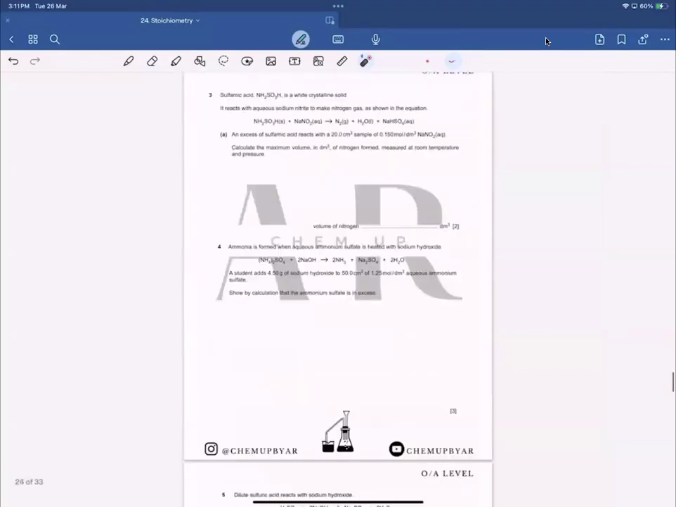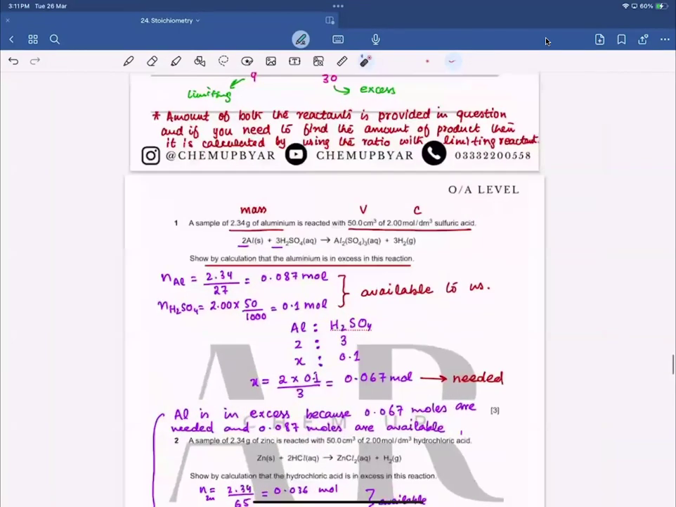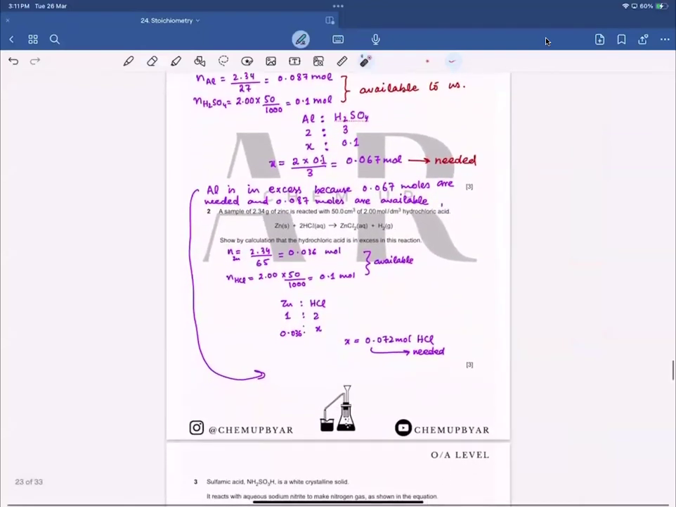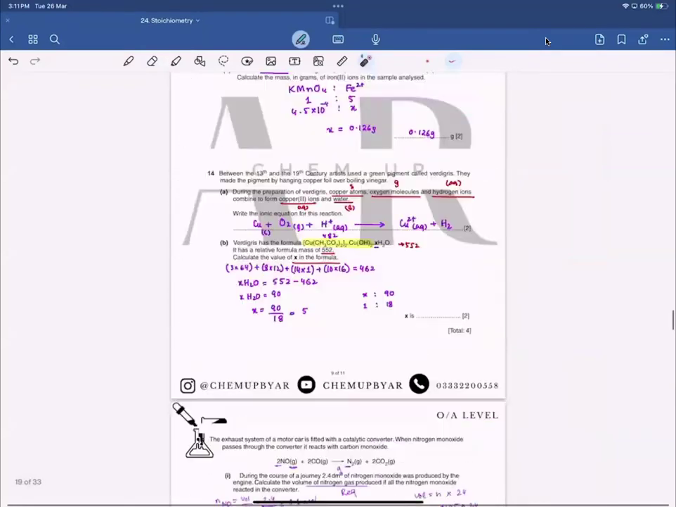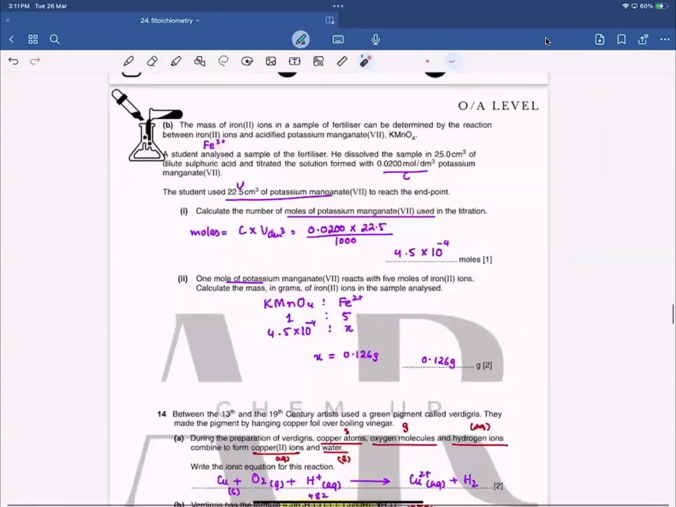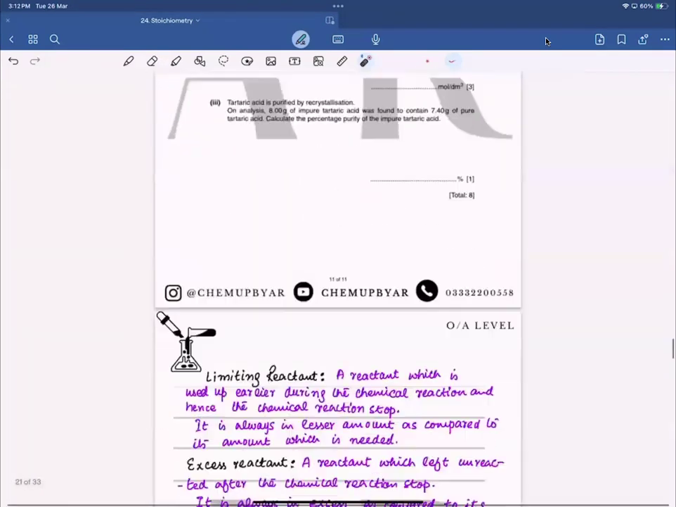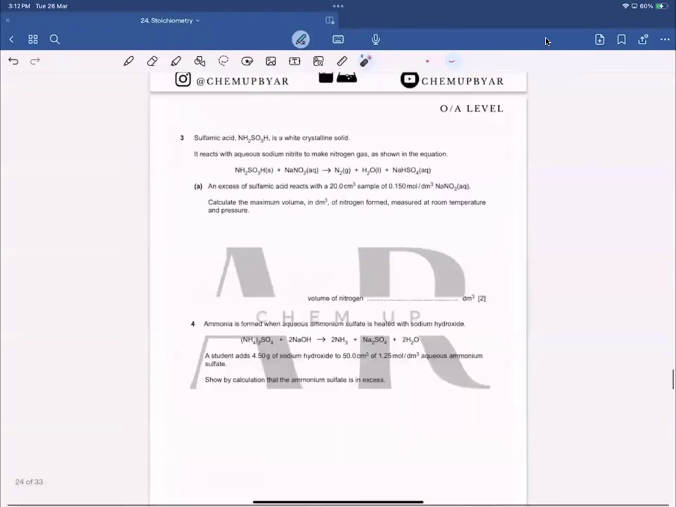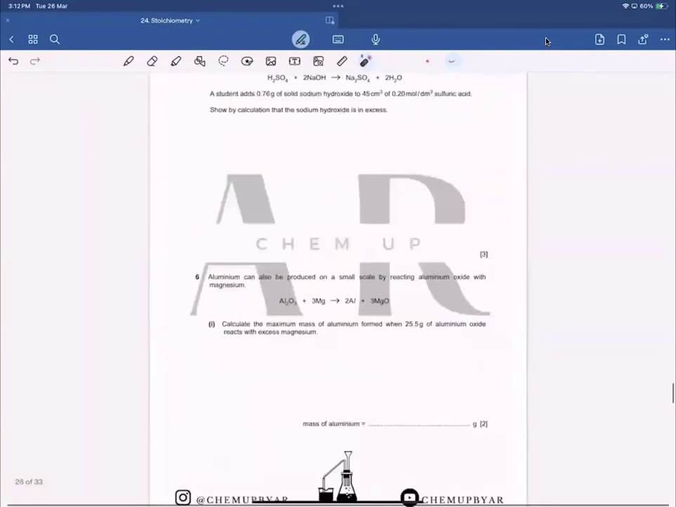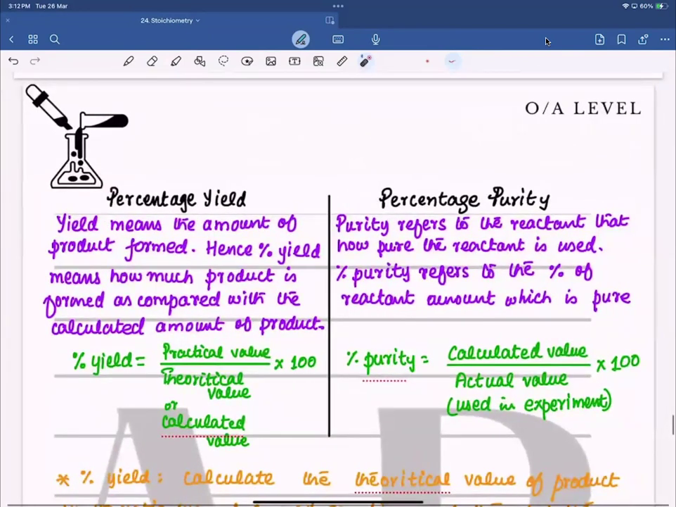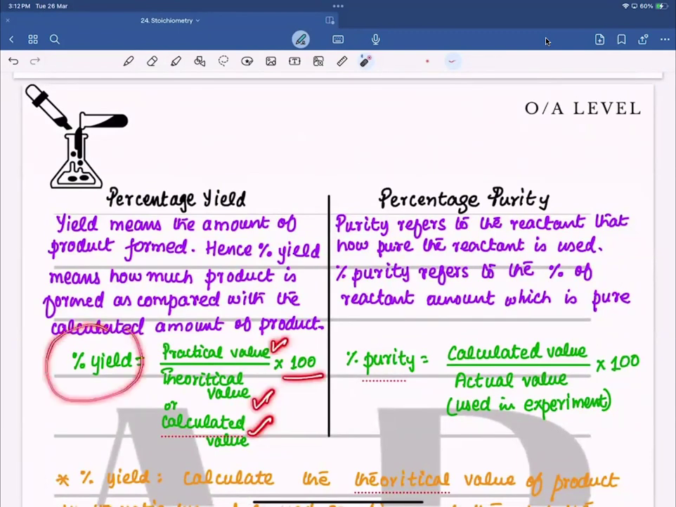That's what we were doing in the previous classes, that from the ratios, for example, let me show you the question. See, like this, we have to calculate the mass of iron. So whatever we do by the ratio method, by calculation, that is usually the theoretical value. Theoretical value is the one which we calculate on our own. That is also called calculated value. So practical value divided by this theoretical or calculated value times 100 will give me the percentage yield.